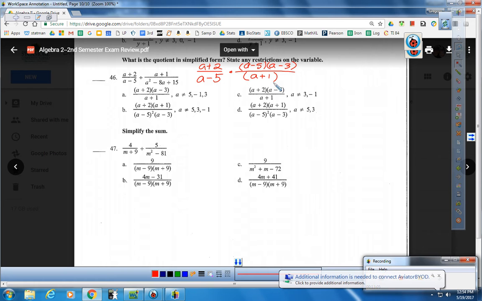Okay. Now we cross out what we can, which is here and here. So my numerator is a plus 2, a minus 3. And my denominator is a plus 1. Now here's where it gets a little weird. What is a not allowed to equal and what is a allowed to equal? Well, I know for a fact a cannot equal 5. Okay? Right? A is also not allowed to equal -1. And from the original fraction I had here, a could not equal 3. So it's weird that it can't equal all of those things, but that's true. So our answer there is A.